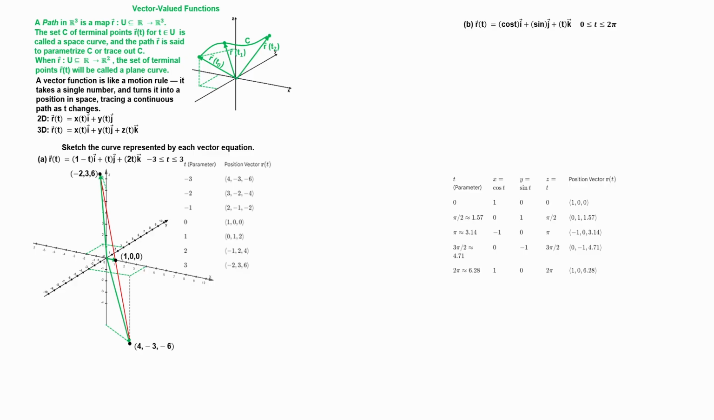Let's focus on the role of each component. The components cosine and sine of t are responsible for the circular motion. Since cosine squared plus sine squared equals 1, the projection of the curve onto the xy plane is a circle with radius 1. This establishes the rotational movement.